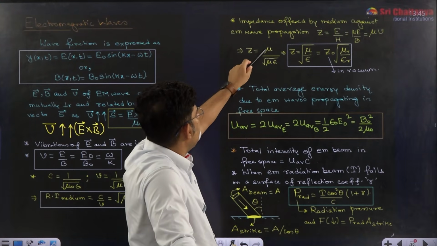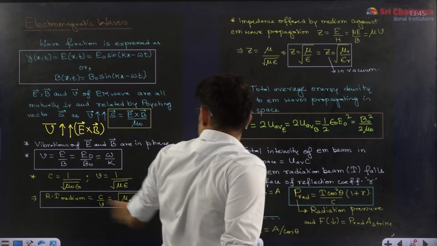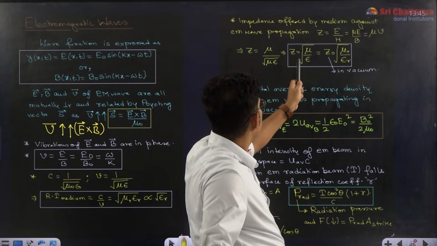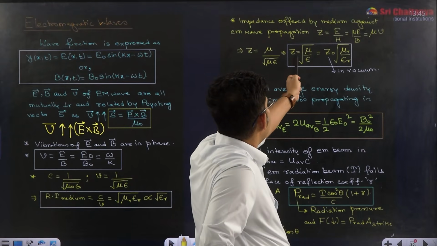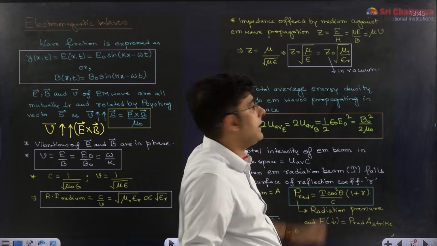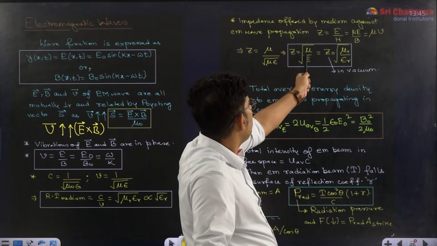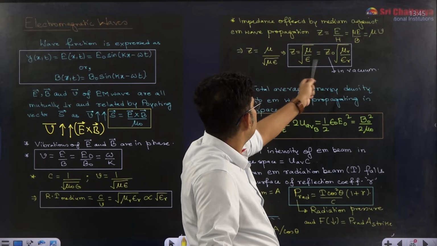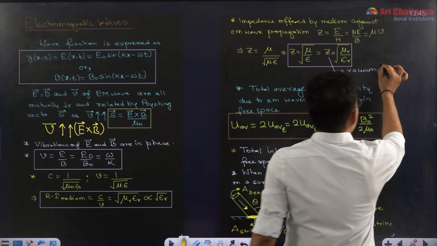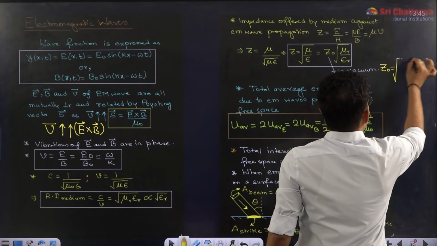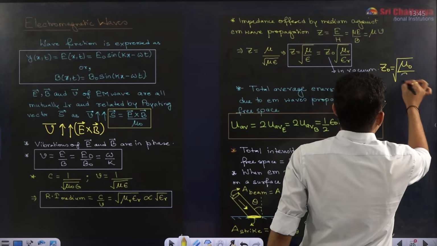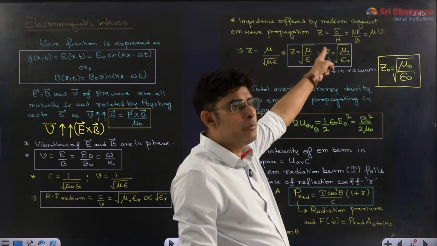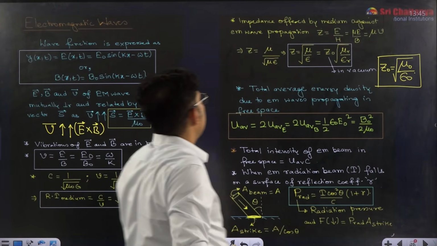Now Z can be written as mu into V, and V can be written, as we just saw, as 1 by root mu epsilon. If you substitute, we get a very simple but very important formula: Z is under root mu by epsilon. And if you write mu as mu naught into mu r and epsilon as epsilon naught into epsilon r, you get Z naught, the impedance offered by vacuum, which is this value. So Z naught into root under mu r by epsilon r is called the impedance offered by a medium.